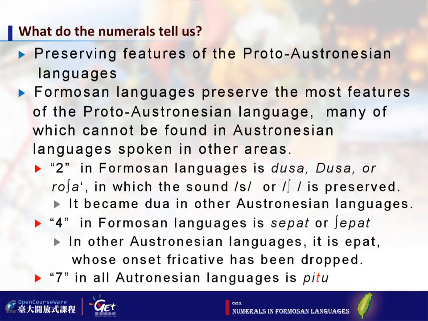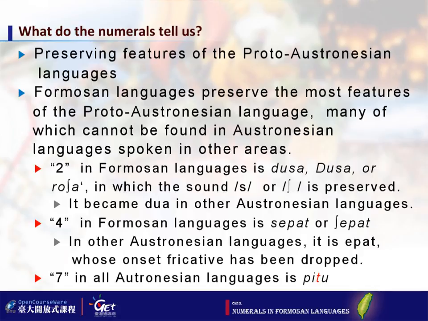And Formosan languages preserve the most features of the Proto-Austronesian languages, many of which cannot be found in Austronesian languages spoken in other areas, meaning you can only find them in Taiwan, because 9 out of the 10 major branches of the Proto-Austronesian languages can be found in Taiwan. And in numbers, they have shown these special features, and you cannot even find some of them in languages outside of Taiwan.